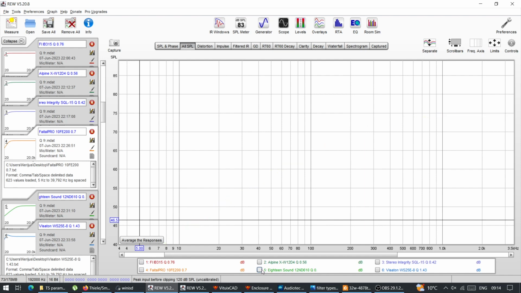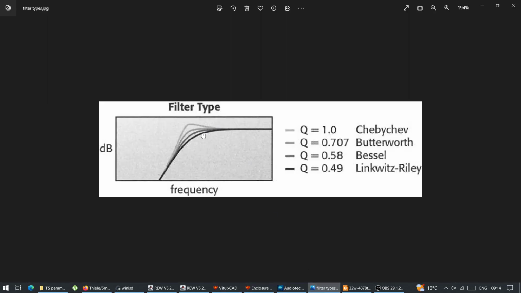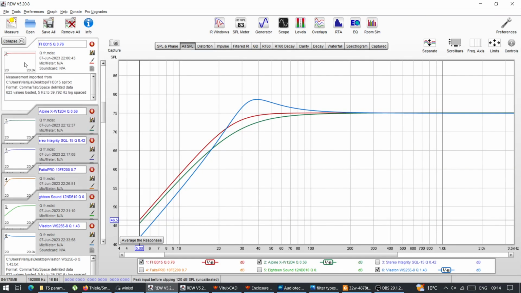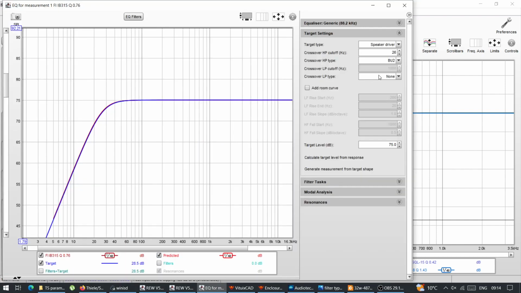And do you notice anything similar between this and this? Does it look anything similar to this? It does, doesn't it? So what I did next, I chose, for example, this FI driver. I go to the EQ window, and what I did is I chose a target, speaker driver, target.